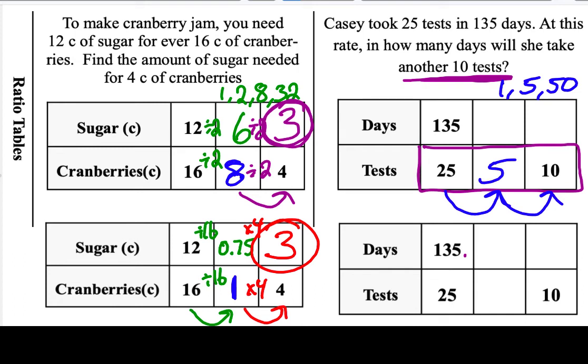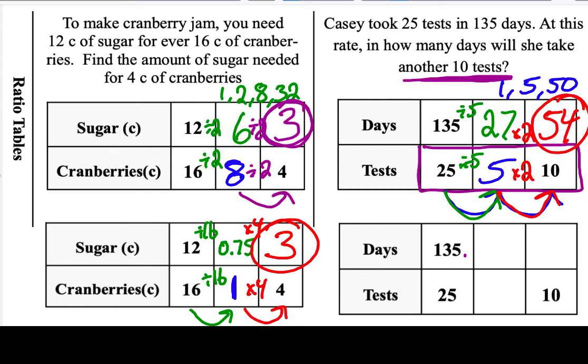Okay. Now I need to figure out what goes with the 5. So I asked myself, how did I go from a 25 to a 5? Well, I divided by 5. So I do the same thing up top. I do 135 divided by 5. And remember, a calculator's perfectly fine. And I get 27 days for 5 tests. Now, I want to go from 5 to my ending number of 10. To go from 5 to 10, I multiply times 2. So I do the same thing up top and get 54 days for 10 tests.